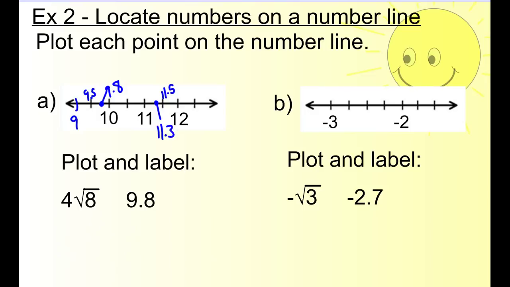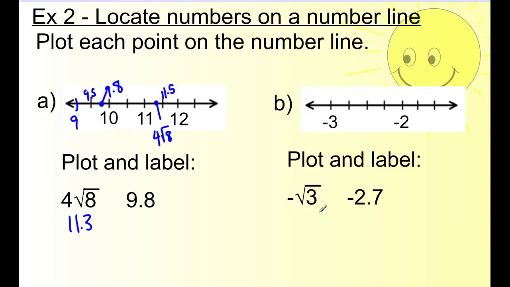Or actually, I should label it the right way. This would be 4 square roots of 8. But that is 11.3 roughly, and that's 9.8. The easiest way to do this will be with decimals. So if you ever have something that's not a decimal, I'd recommend you change it to a decimal.